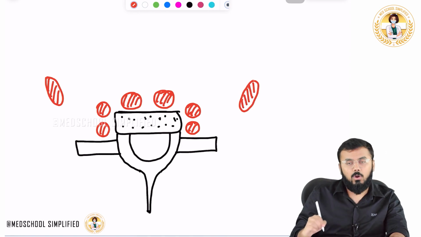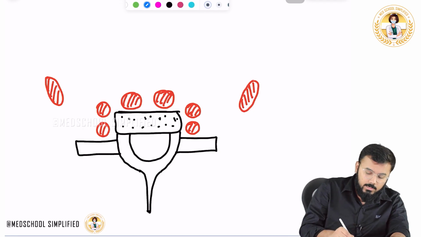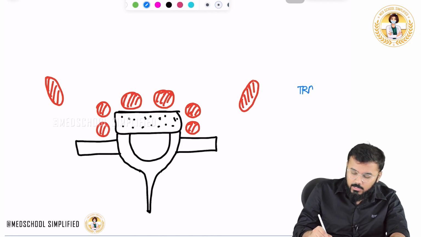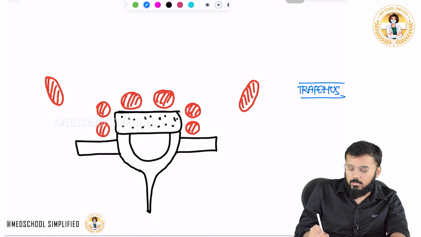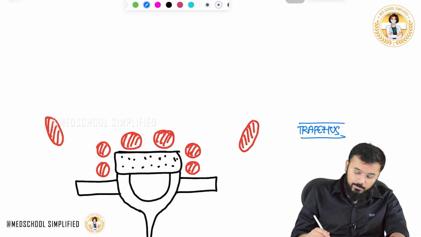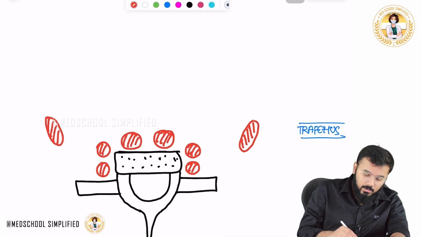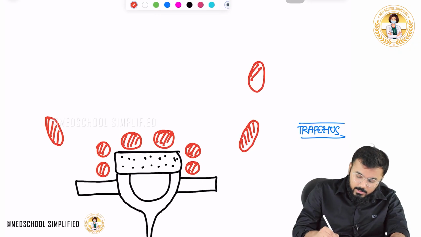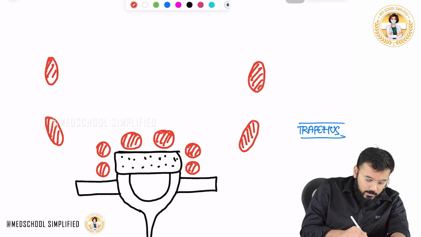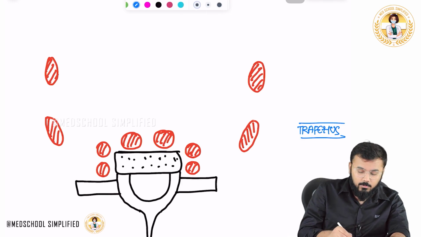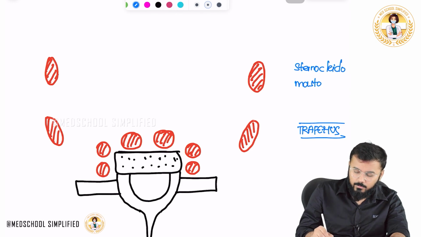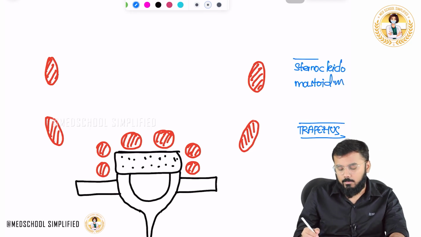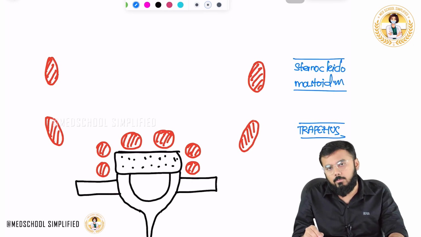This muscle over here which I have drawn right now is called your trapezius muscle. Now above or below the trapezius, you have the next important muscle here. This muscle is called the sternocleidomastoid muscle. So this muscle over here is called the sternocleidomastoid muscle.